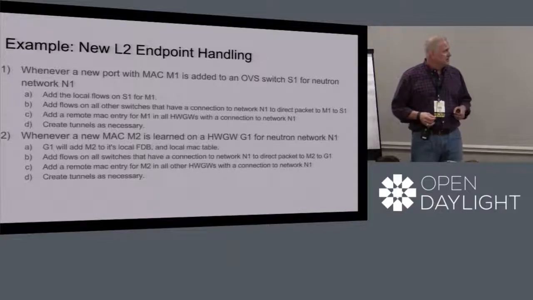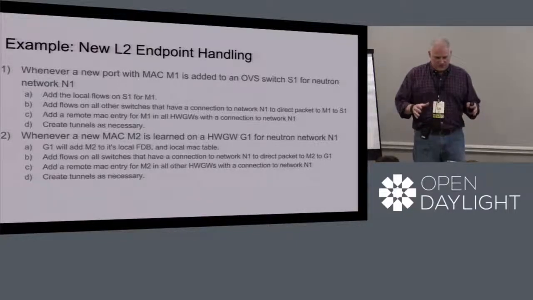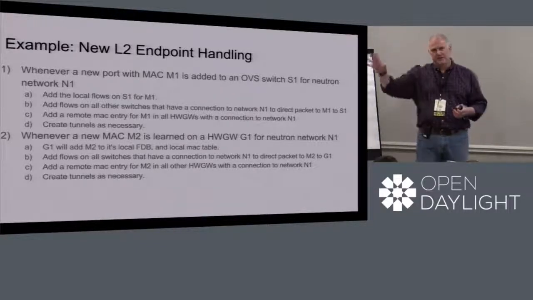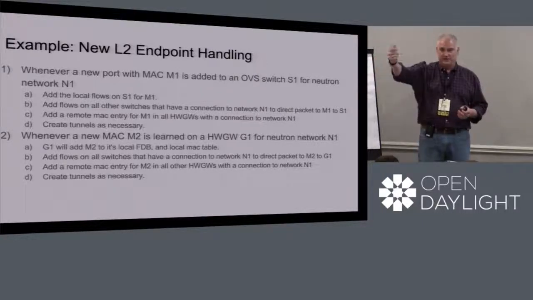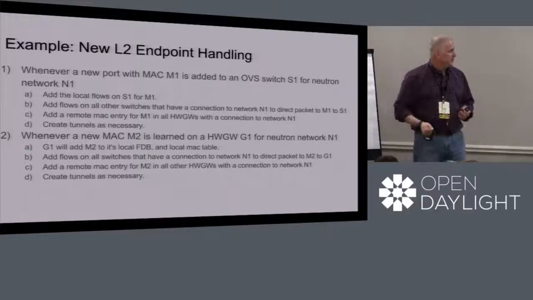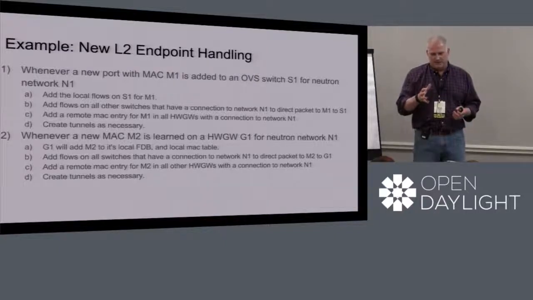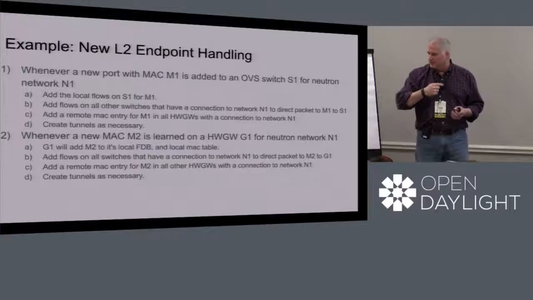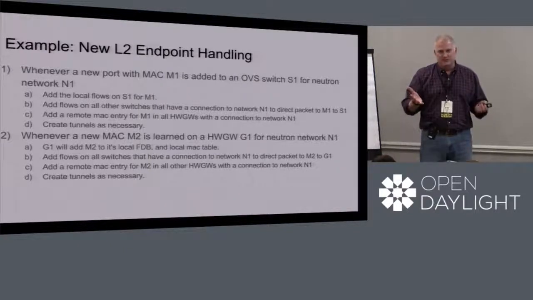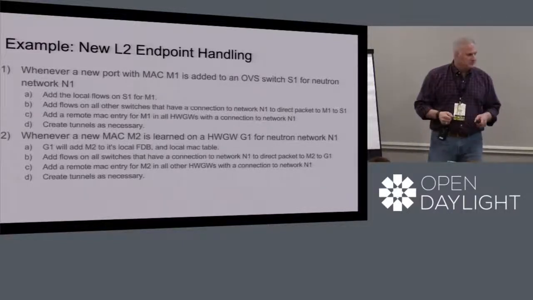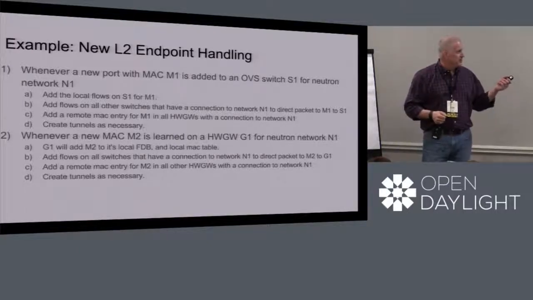on the OVS, Open vSwitch, you have to add the local flows to handle that MAC address. You have to go around to all the other OVS switches and add remote flows to direct the traffic back to the switch where it exists. You might have to add some tunnels. And if you have layer 2 gateways, you also have to program all those remote layer 2 gateways to direct traffic back to the OVS switch. But you do it a little differently, because rather than OpenFlow, you're using OVSDB to program the remote MACs table.